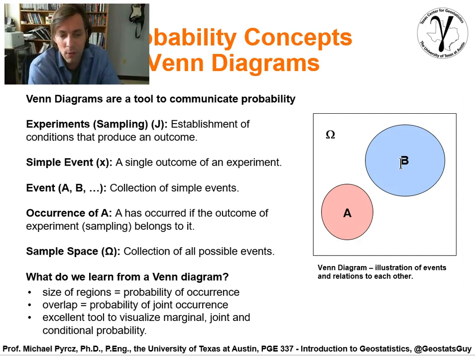Then we have overlap. What if the shapes are overlapping with each other? This would be the probability of joint occurrence. Right now, these shapes do not overlap with each other, and so we could suggest that there's no probability of both A and B occurring at the same time. So this is an excellent tool to be able to visualize marginal, joint, and conditional probabilities. We'll talk about that as we go along and get more into conditional and joint probabilities.